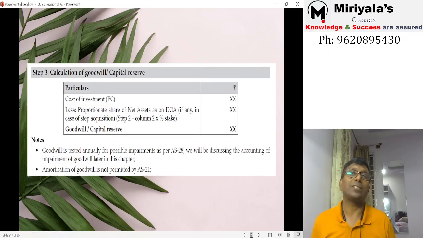That is the total consideration you have given to acquire the control, minus the proportionate share of the net assets on the date of acquisition. On the date of acquisition, that only you are supposed to take. You should not take everything. I hope you got it. So this is coming from step 2, column number 2. Then the net number, the difference, will be either goodwill or capital reserve.